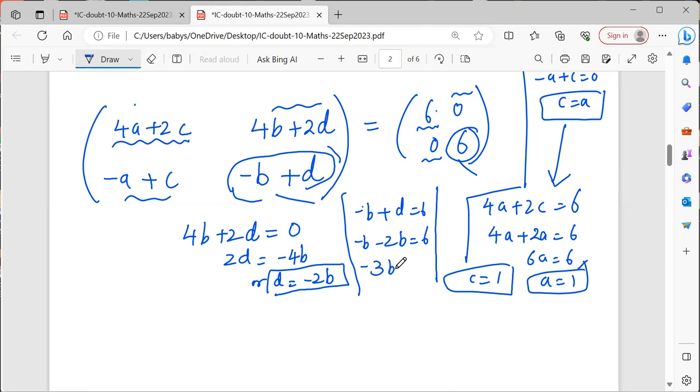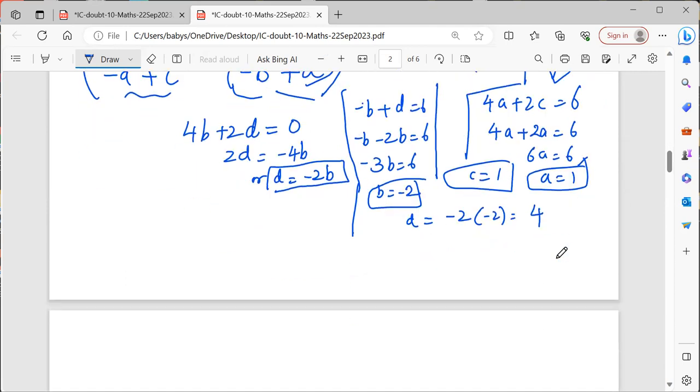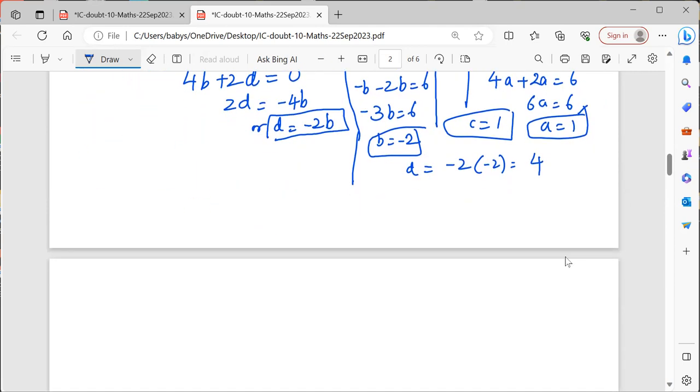Giving me minus 3B is equal to 6, or B is equal to 6 by minus 3, which is negative 2. And what is D? D is equal to minus 2B. Minus 2 into minus 2, which is equal to positive 4. So I have actually got all the entries. A is 1, C is 1, B is negative 2, and D is equal to positive 4.